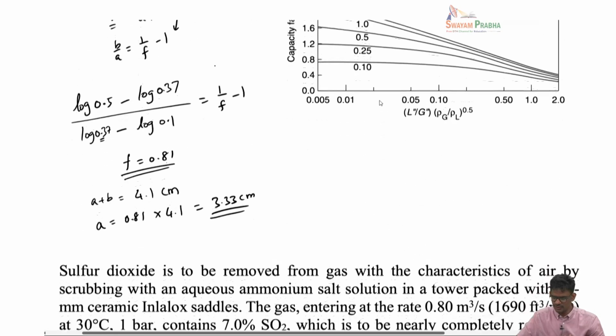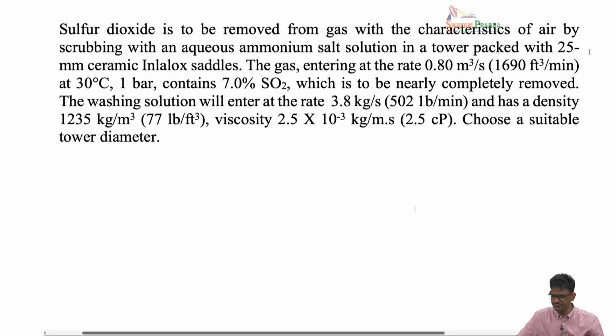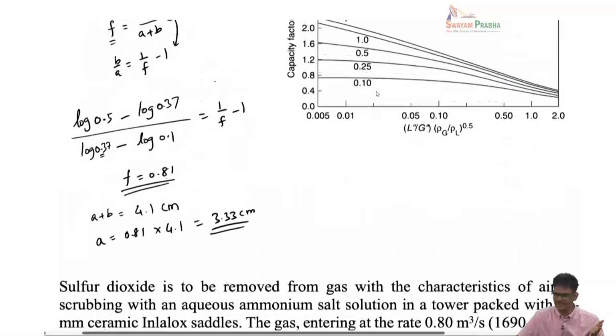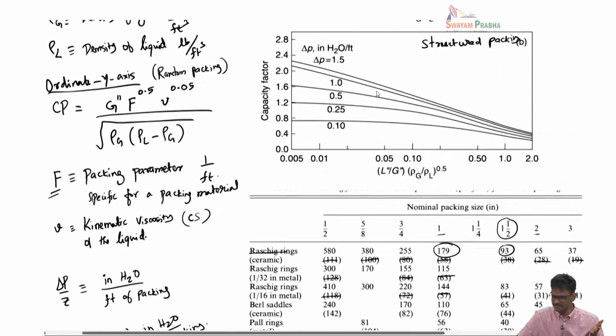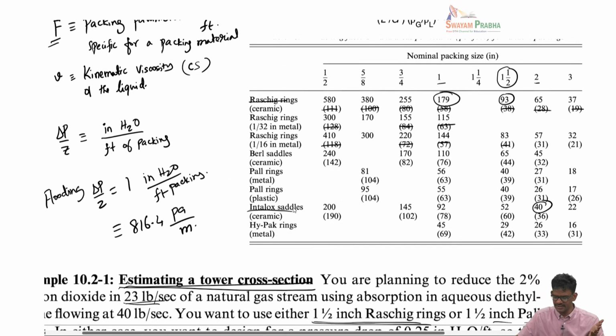So you can see that the packing material is also different. It's given in 25 mm, but we know 25 mm is close to 1 inch. And the material is Intalox saddles. So you go here to this table. The Intalox saddles are here, and 1 inch is here. So you'll be looking at an F parameter of about 92.